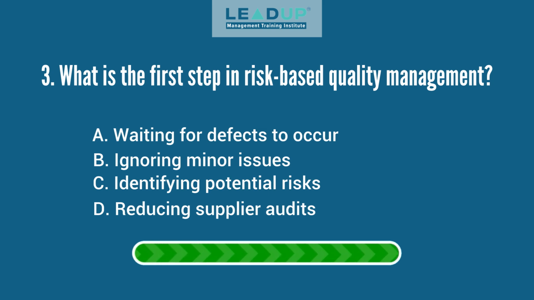Question 3. What is the first step in risk-based quality management? A. Waiting for defects to occur. B. Ignoring minor issues. C. Identifying potential risks. And D. Reducing supplier audits. The answer is identifying potential risks.